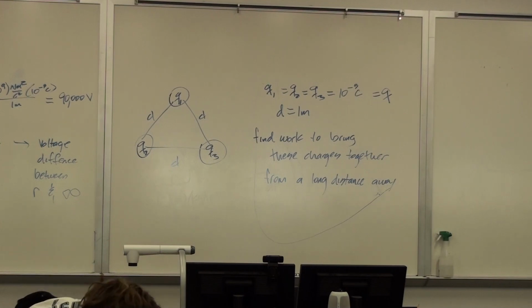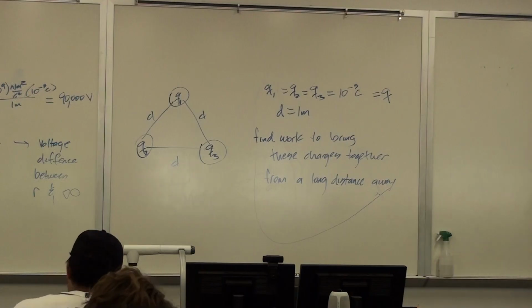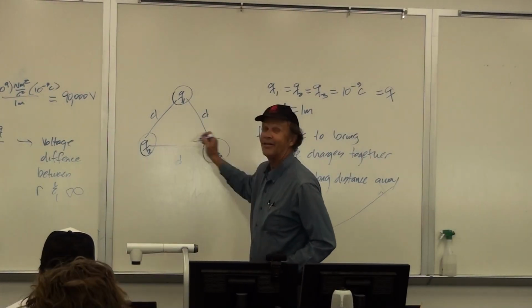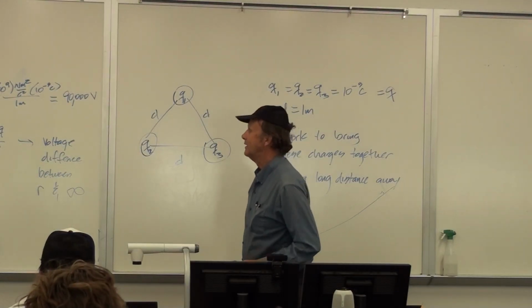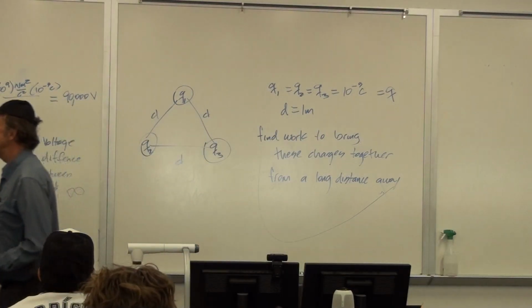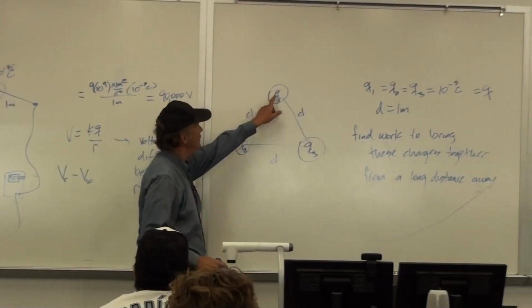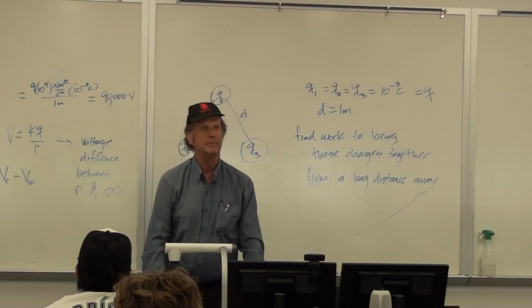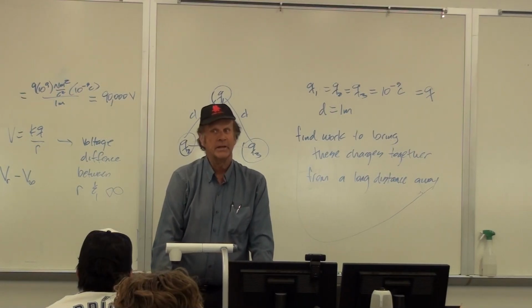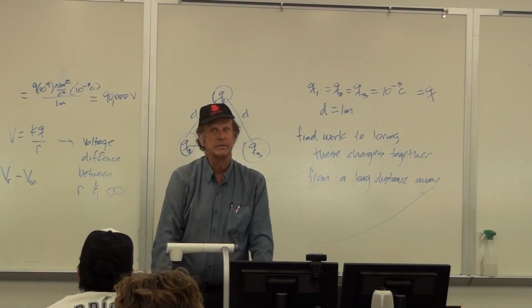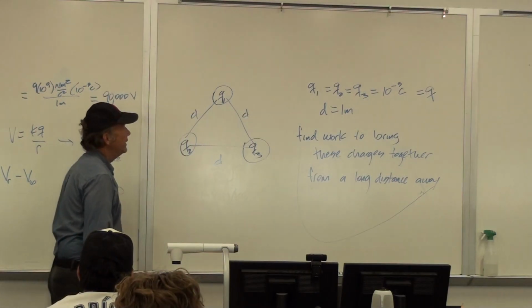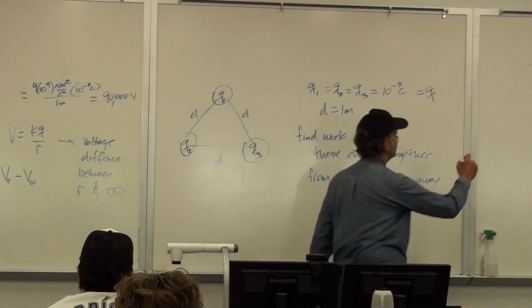How should we do this? Well, what's tempting is to figure out all of the potential energies between all three of these things. But the problem with doing that is if I figure out the potential energy between A and B, then I figure out the potential energy between B and A, I'm counting too many times. And that's an easy mistake to make. So instead, my strategy is going to be to bring them in one at a time.